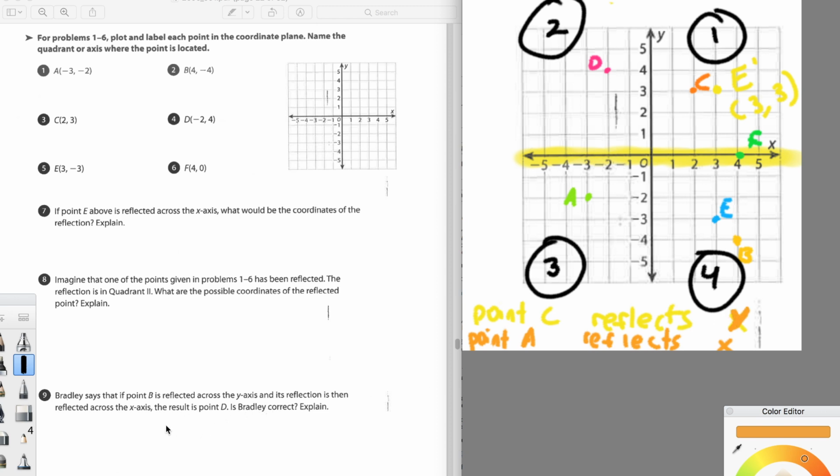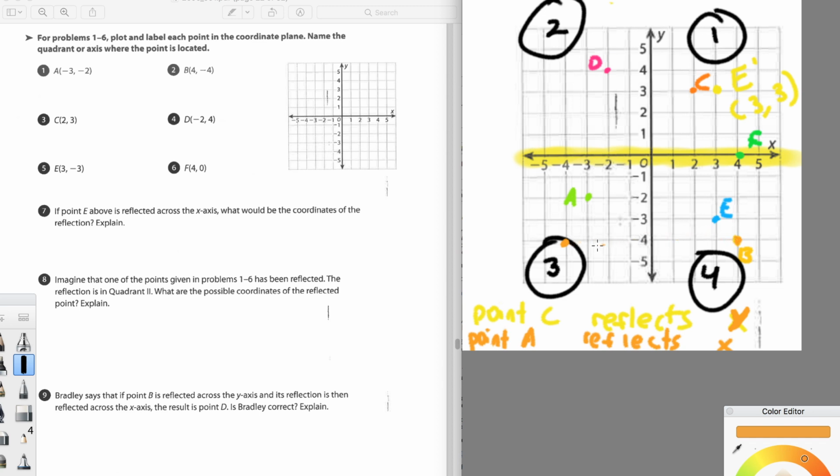Now part 9 says, Bradley says that if point B is reflected across the y-axis, so if point B gets reflected on this y-axis, it would land on this side. Bradley says that if point B is reflected on the y-axis and its reflection is then reflected across the x-axis, the result is point D. Is he correct? So he's saying it ends up here. If I reflect B on this axis, it would land right here. It's 4 lines away, so 1, 2, 3, 4.